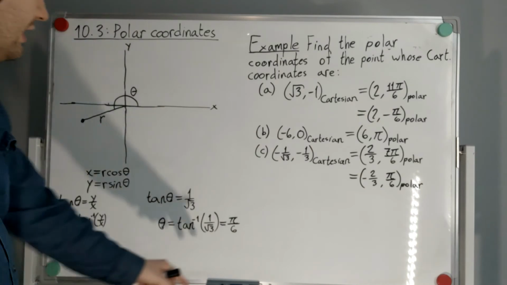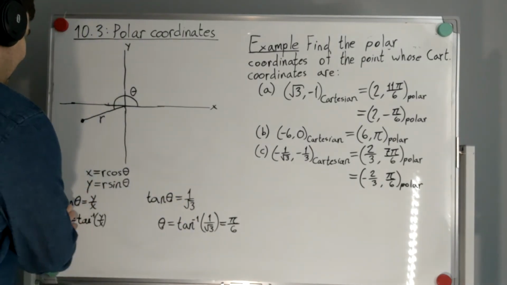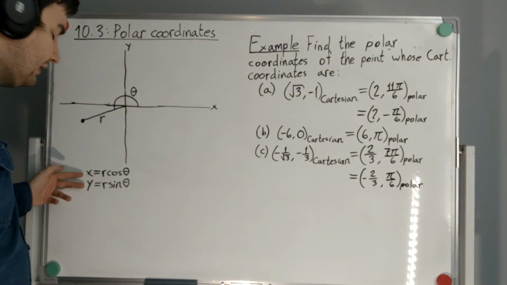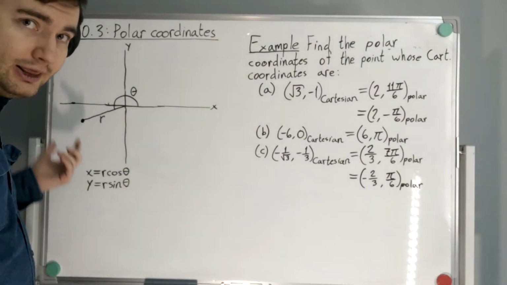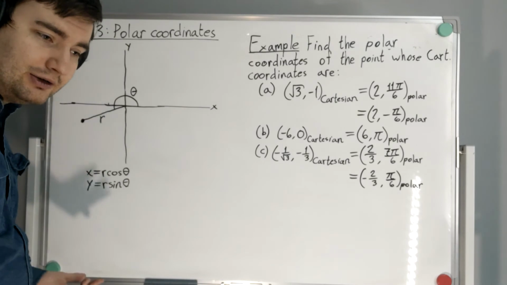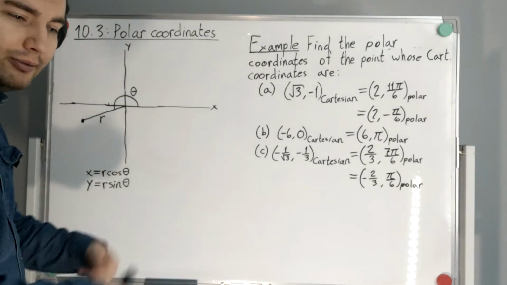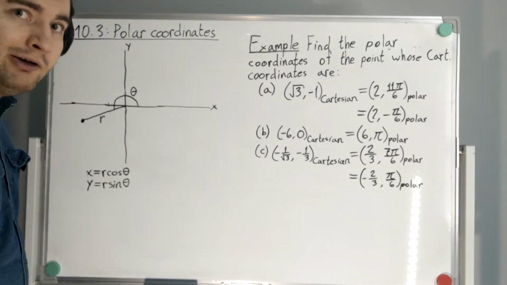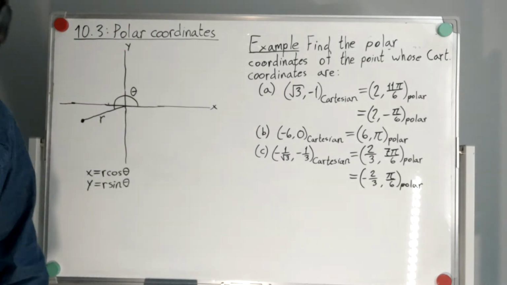What I would recommend is you solve this in the same way that I solved these ones. You just have to set up the system of equations, solve for r and theta. And the easiest way to get started with that is to square them, add them up, get r squared, and then replace that and then do trigonometry. Okay?